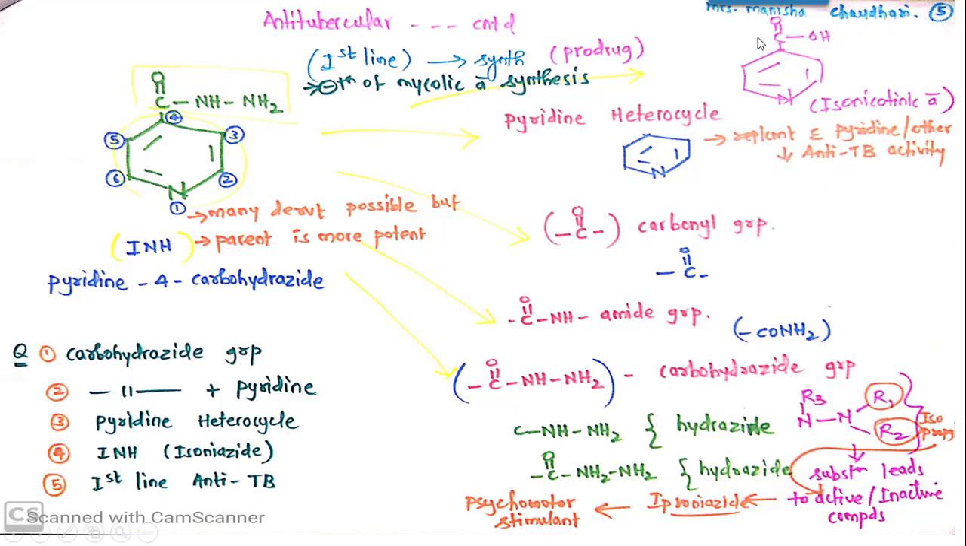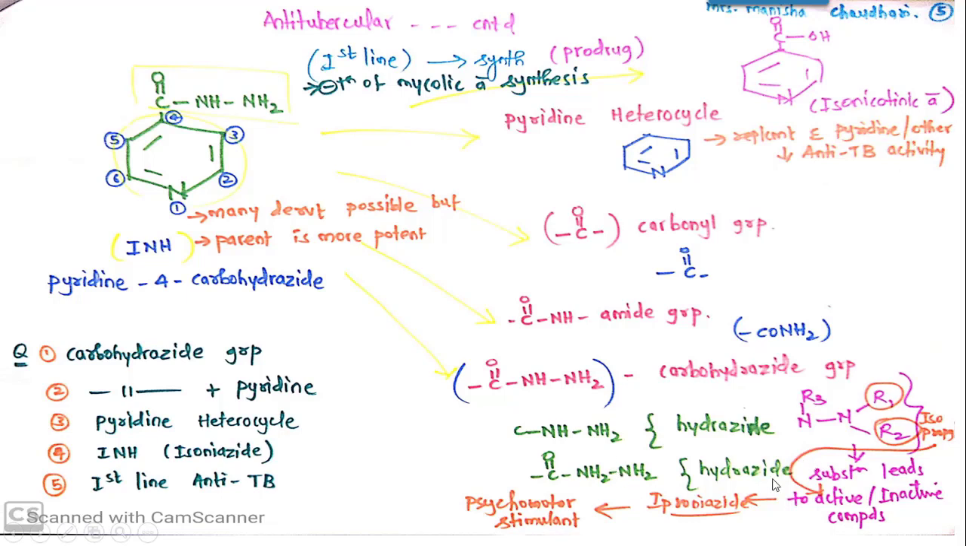Isonicotinic acid, which is the active metabolite of INH, the structure I have shown here. It is the same structure, but instead of carbohydrazide, the NH NH2 is replaced by hydroxy, same as we have seen in pyrazinamide, where the amide was replaced by carboxylic acid. So here also the amine is replaced with hydroxy. So it is COOH now, and it is isonicotinic acid.